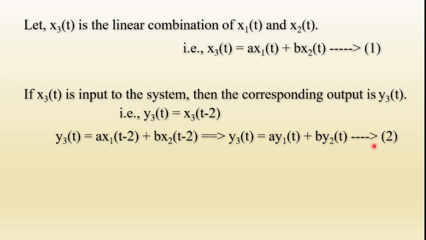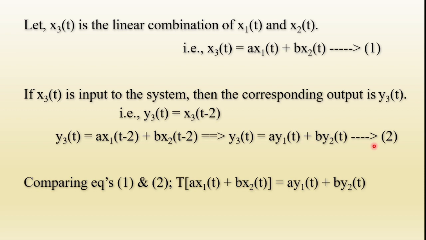So now comparing equation 1 and equation 2, we get the transformation of a x1 of t plus b x2 of t is equal to a y1 of t plus b y2 of t. So now here the linearity property is satisfied. Linearity property condition is satisfied. Hence the given system is a linear system.